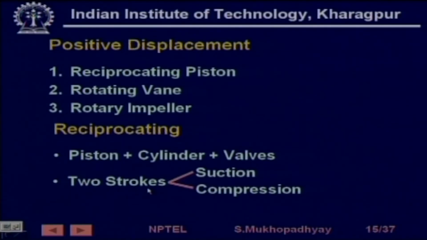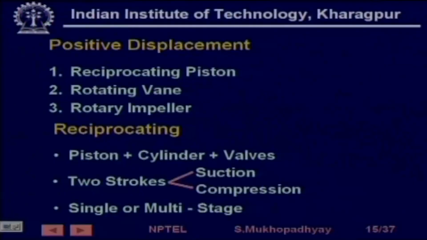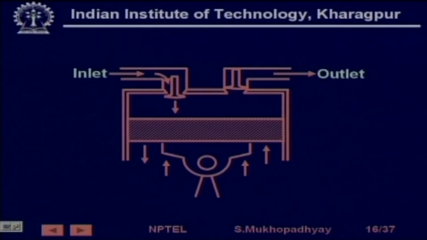In the reciprocating piston type, you have a piston, a cylinder, and some valves, right, and there are two strokes. One stroke is called suction and the other stroke is called compression. In the suction stroke you are taking in air from the low pressure side, which is typically atmospheric, and in the compression stroke you are pushing that volume of air onto a high pressure port. This sucking and compressing is guided by the set of valves, as we will see. This can also be single or multiple stages.